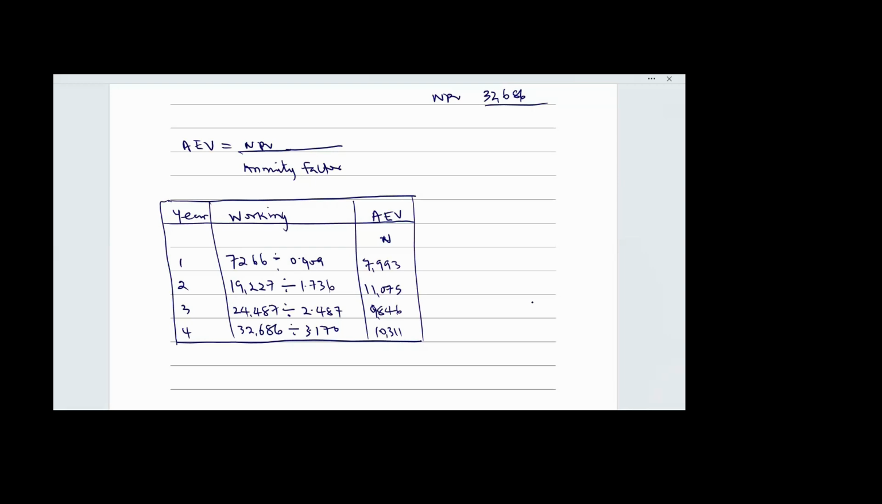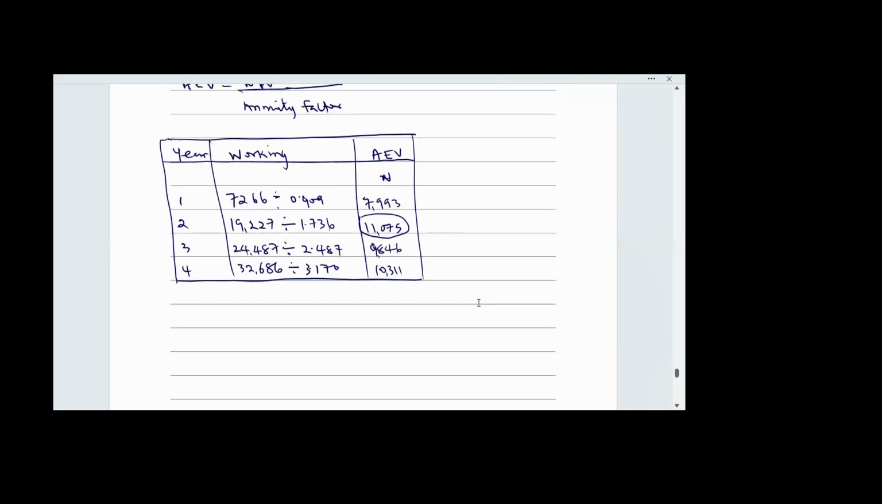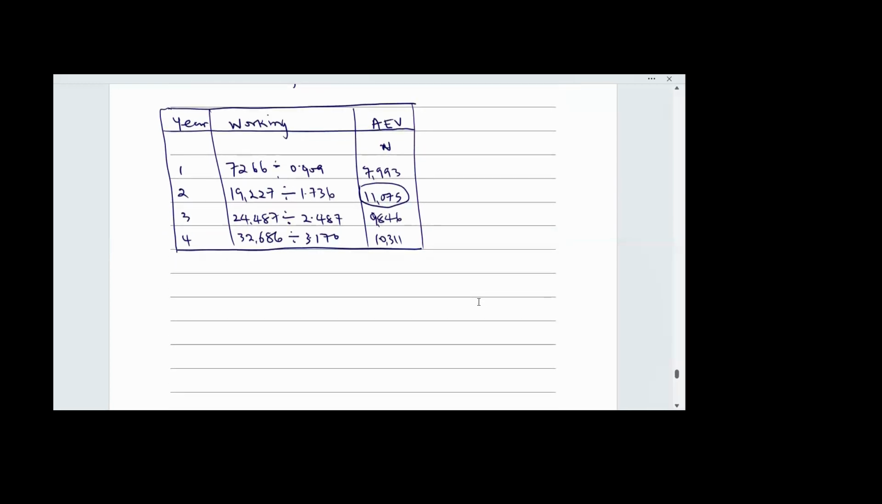So remember, when I was explaining to you, I said that when you want to make a decision, if your NPV is positive, you select the highest annual equivalent value. And if your NPV is negative, you select the lowest annual equivalent cost. In this case, since our NPV is positive, we have calculated annual equivalent value. And the highest annual equivalent value occurred in year 2.